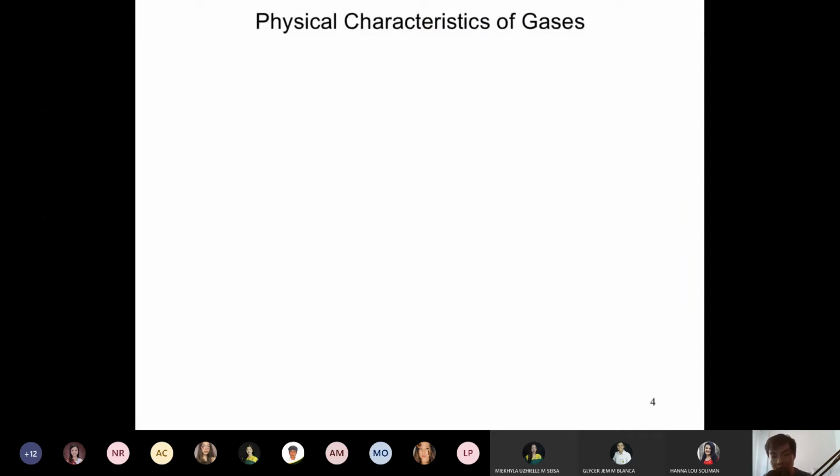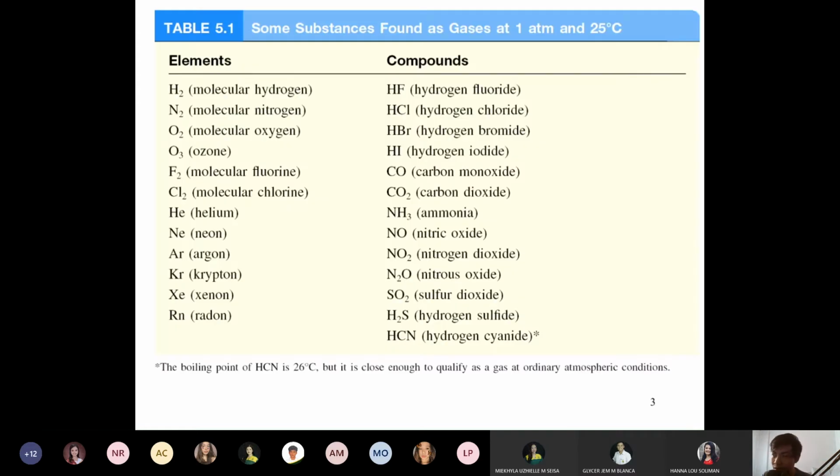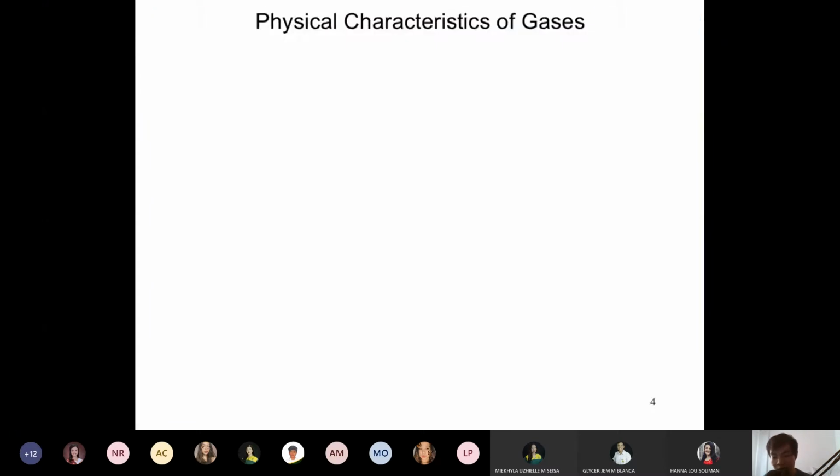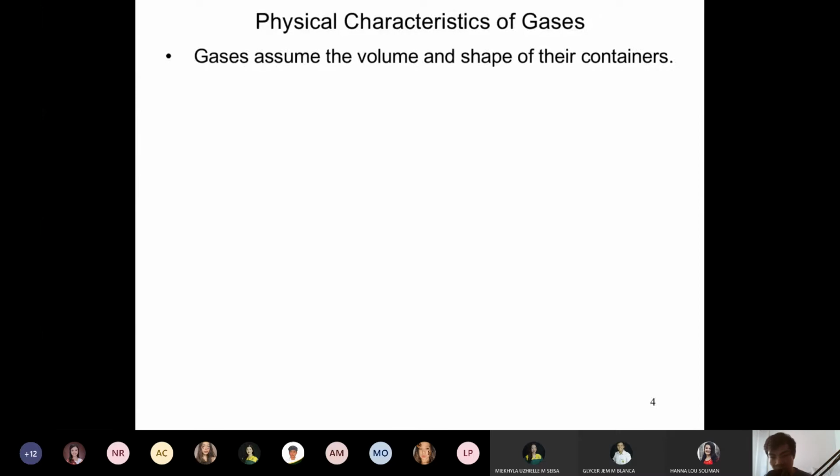And kung titignan natin sila as a whole, we can see some properties that they exhibit. So kung titignan mo sila, mayroon silang common denominators. So saan sila common? So number one is that gases assume the volume and the shape of the container. Yung gases natin, unlike solids and liquids na fixed lang yung volume, yung gases, they spread out. Kumakalat sila sa hangin. Since kumakalat sila sa hangin, their shape is variable. Iba-iba yung shape ng ating gases depending on its container.